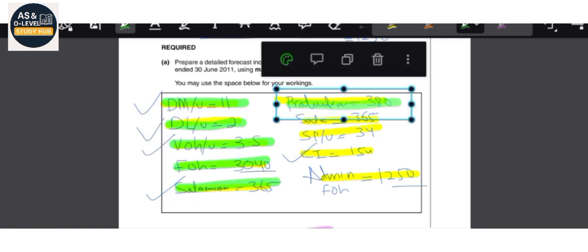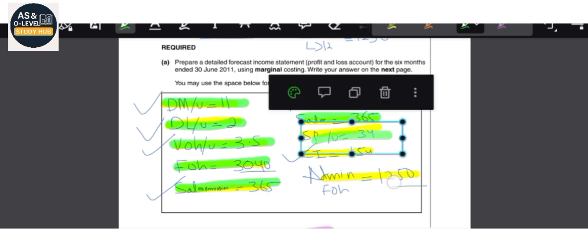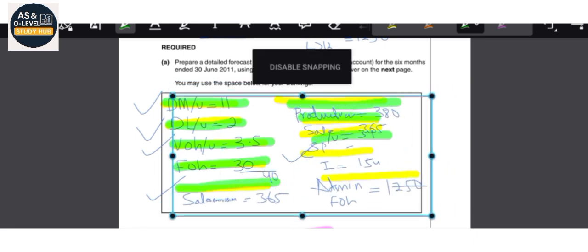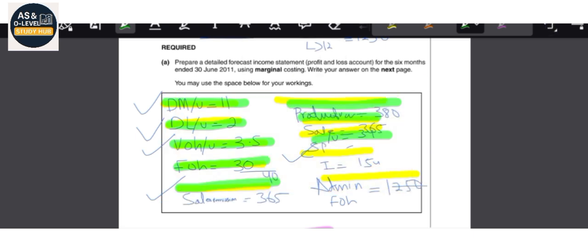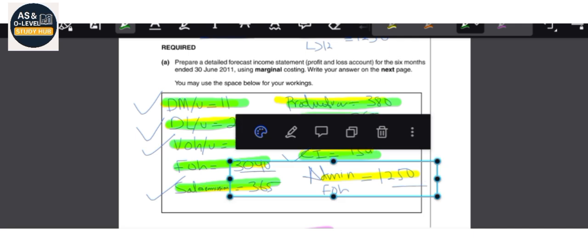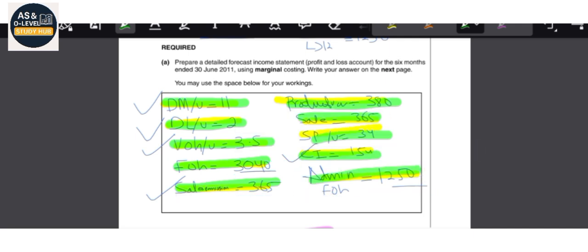Production was 380. Sales was 365. Selling price per unit was $34 and closing inventory was 15 units. Administration cost was 1250, and it is an administration fixed cost.